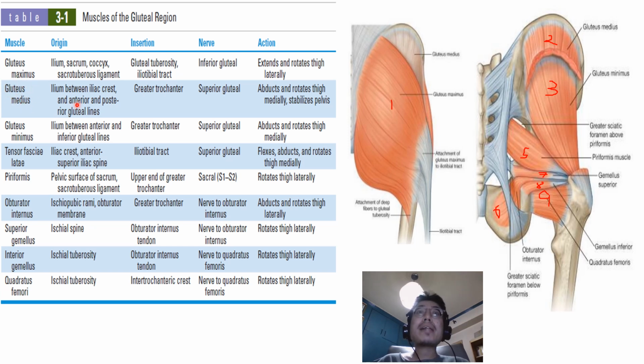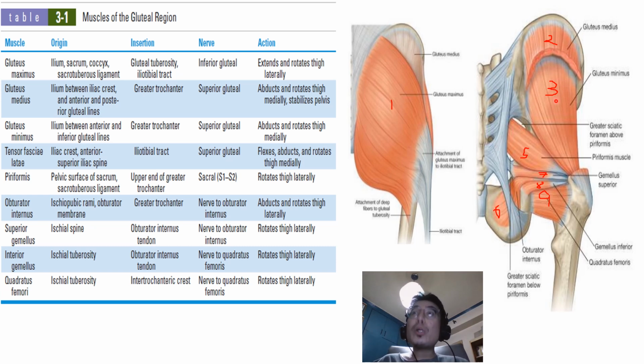Deep to the gluteus maximus is the gluteus medius. Its origin is the ilium between the iliac crest and the anterior and the posterior gluteal lines. The gluteus medius, though cut in this section, inserts into the greater trochanter. The gluteus medius is innervated by the superior gluteal nerve, whereas we recall that the maximus is innervated by the inferior gluteal nerve. The action of the gluteus medius is to abduct and rotate the thigh medially and to stabilize the pelvis.